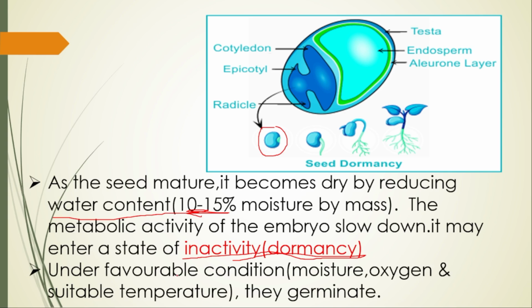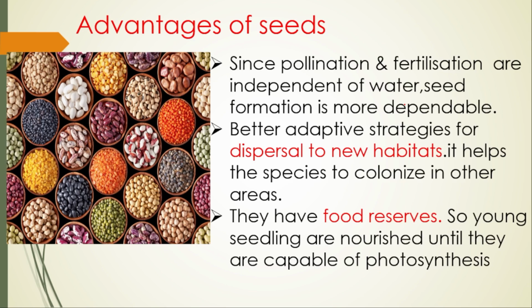Again, under favorable conditions, what happens? You can store the seeds at home, isn't it? We can store them because the seeds will be in the dormancy period. If you expose those seeds to water, what happens? They start germinating after some time, isn't it? When they get moisture, oxygen and temperature, they germinate, and start to give roots and leaves.